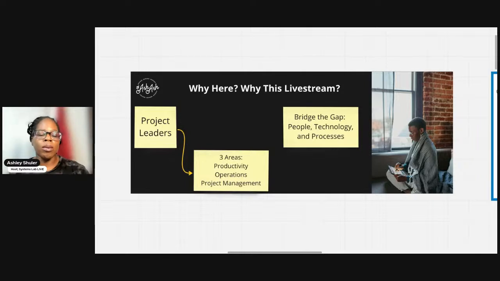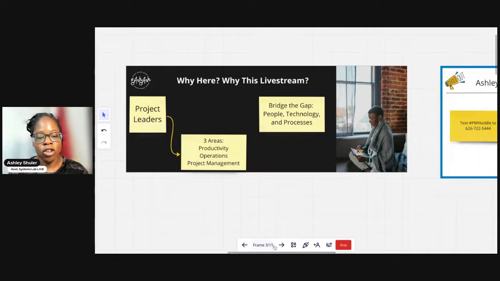So we were defining live stream versus podcasting. This is why live streaming is different. It's real time content. This live stream in particular focuses on project leaders from all walks of industries. We focus on 3 particular areas: productivity, operations, and project management, bridging the gap between the people, the technology, and the processes. We are very much concerned, impassioned, and really excited about the world in which we are delivering different types of projects, whether it is a service, a product, a process, an initiative, a program. This is what this live stream is all about: the innovative ideas, what's out there, and teaching a good lesson to help you move forward in whatever it is that you are leading and managing and building.